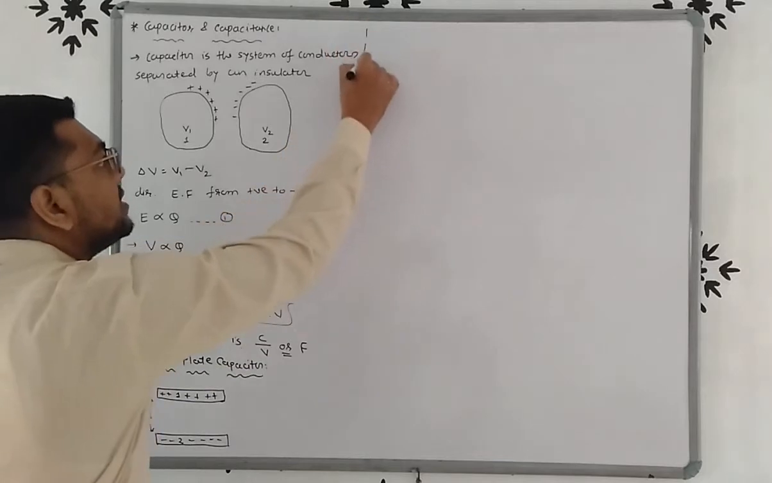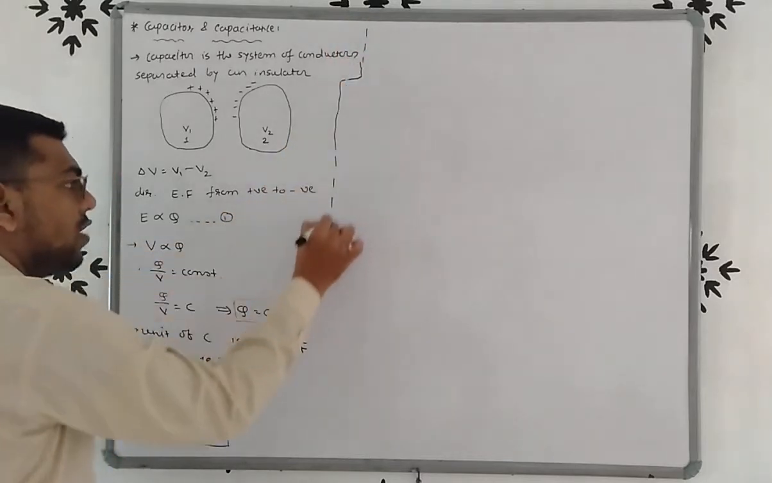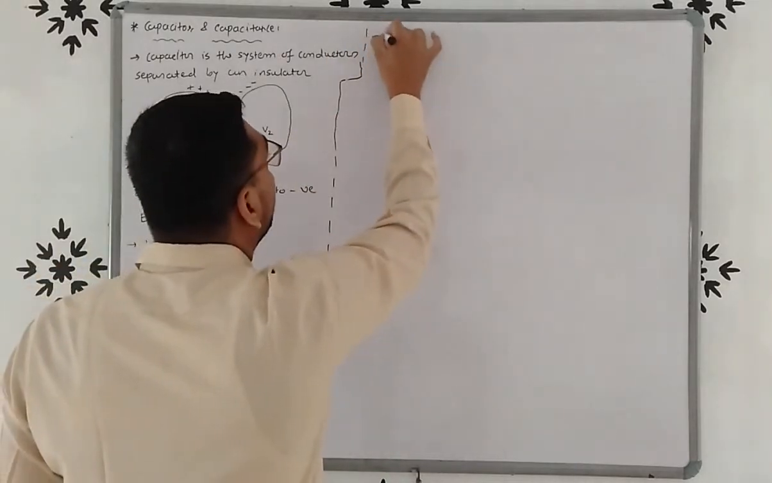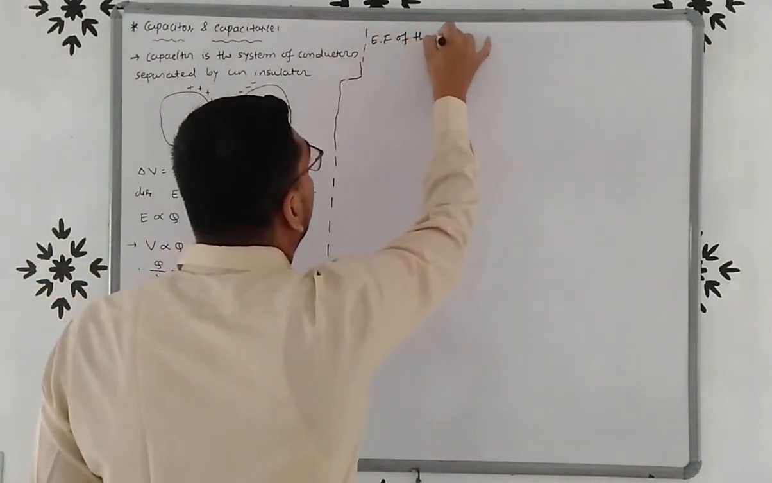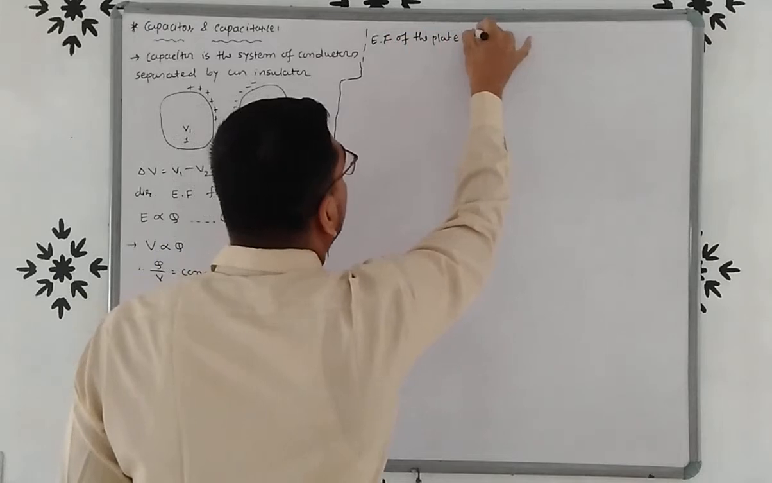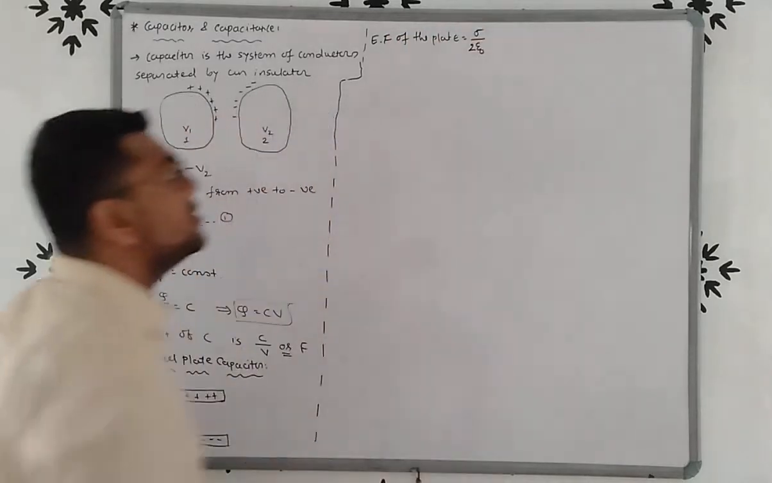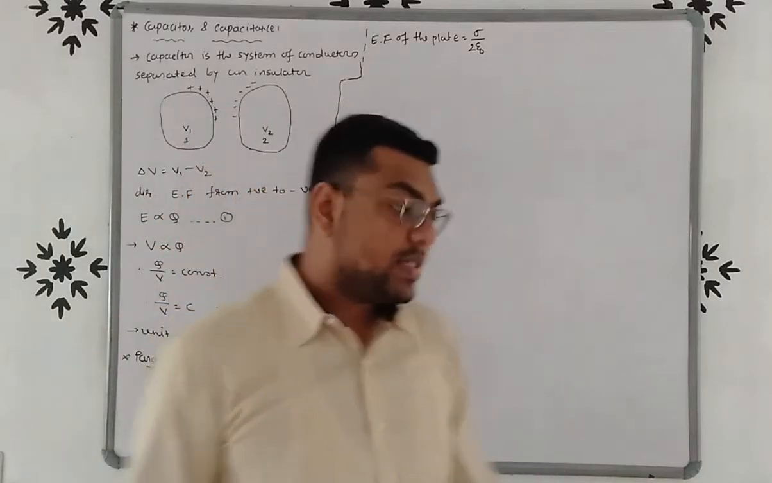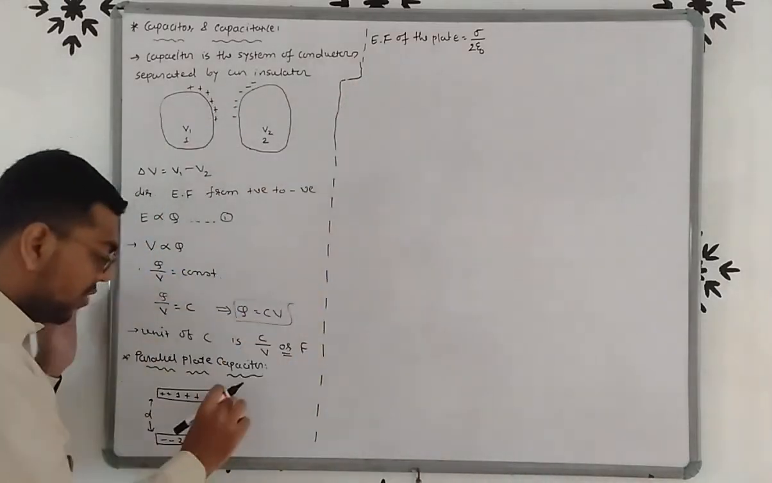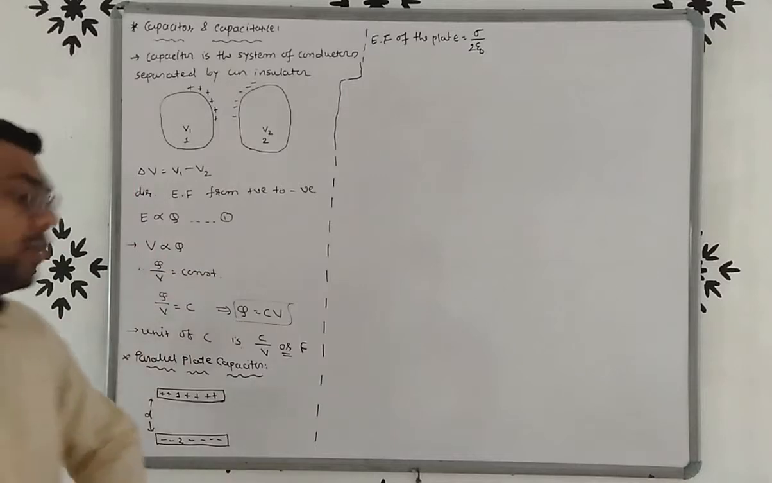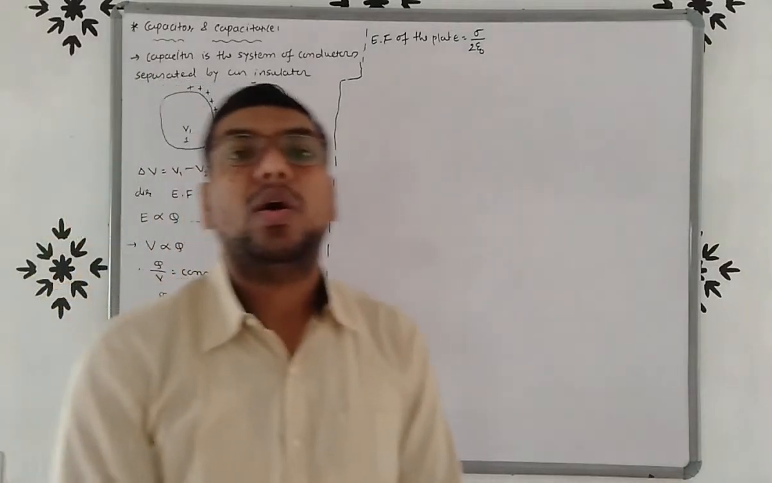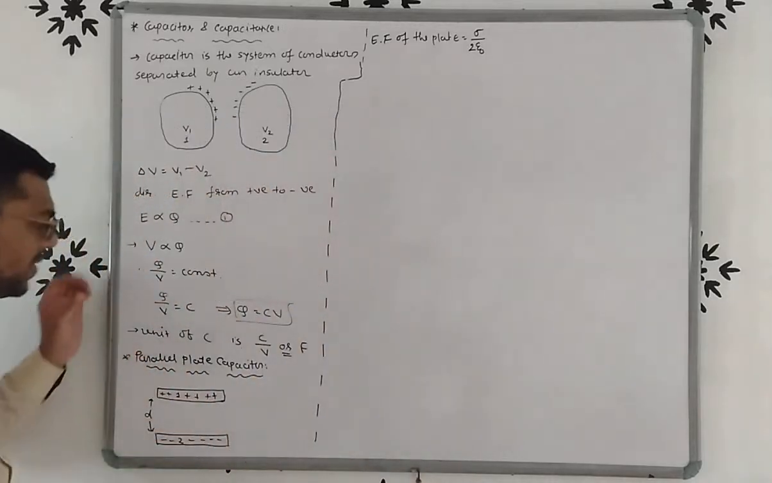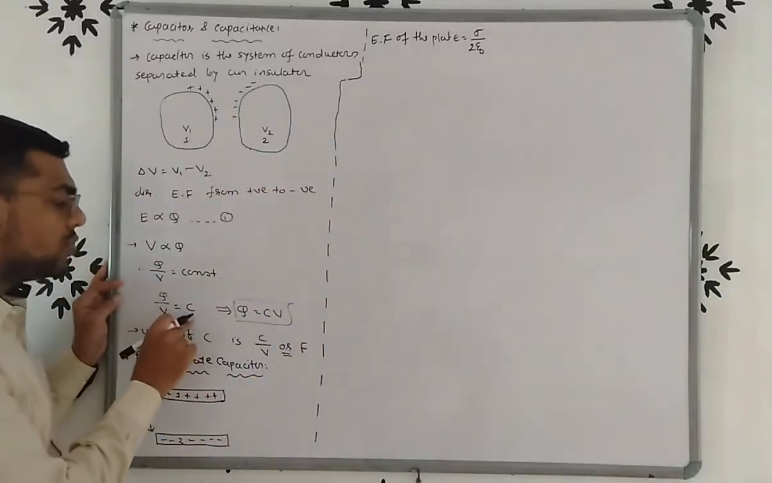Here the distance between the plates, small d, is very small. The electric field of a plate is equal to sigma upon 2 epsilon 0. This is the formula of electric field of this plate, but we have to derive the formula of capacitance. We already know from the formula Q by V is equal to C.